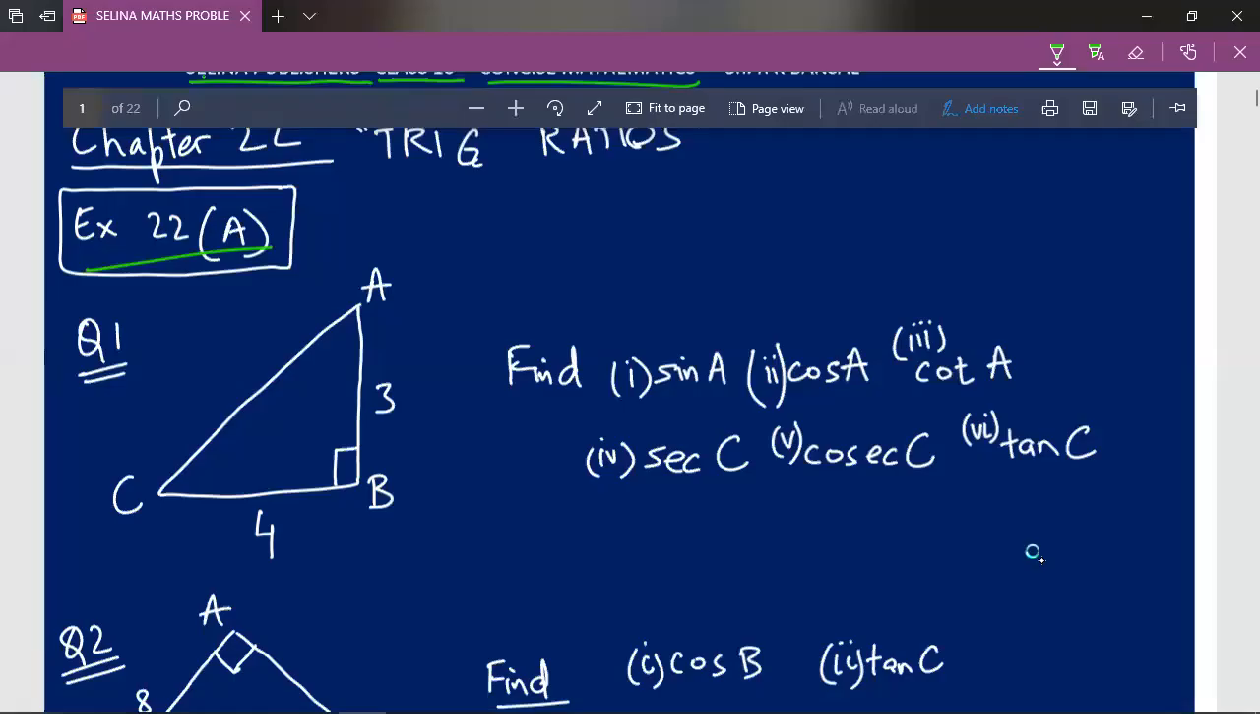Our first question states: find sine A. Now, whenever we take any triangle, say for example, I'll draw a triangle.